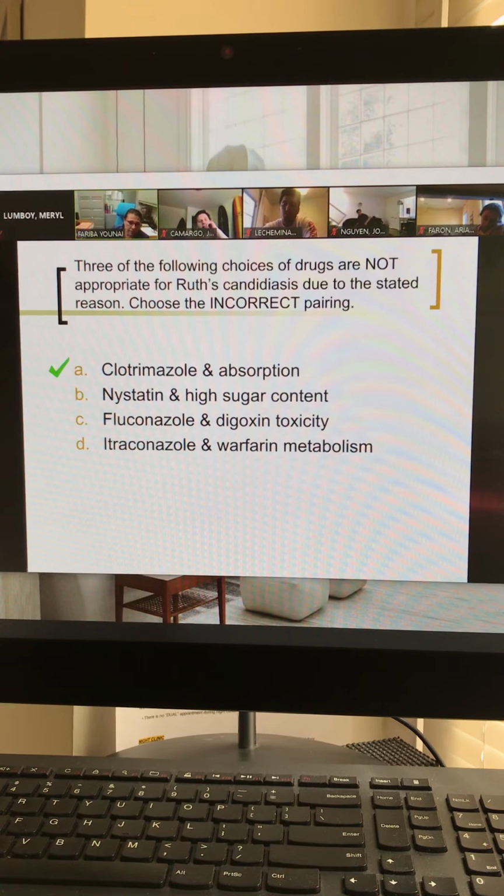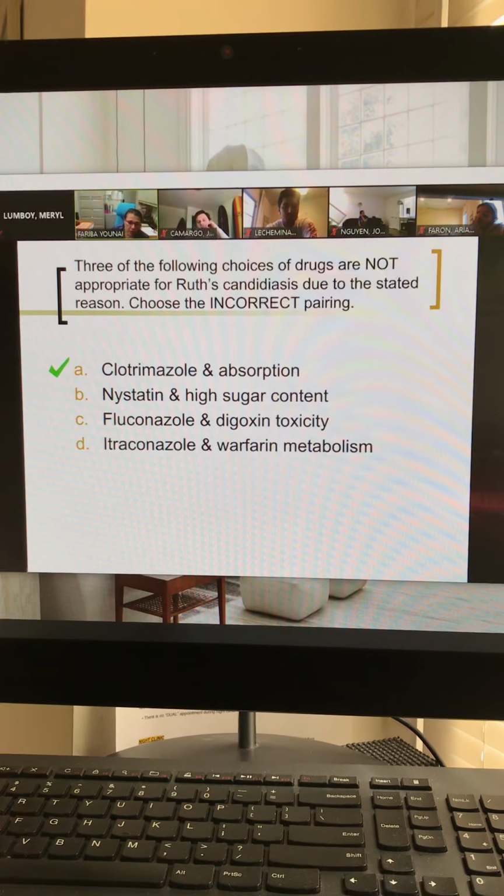Nystatin may not be such a good choice for her because it has a lot of sugar content inside of the preparation, and in somebody who has dry mouth, you may not want to give them so much sugar, something that bathes the teeth on a regular basis. Clotrimazole is a good choice you could give to the patient.